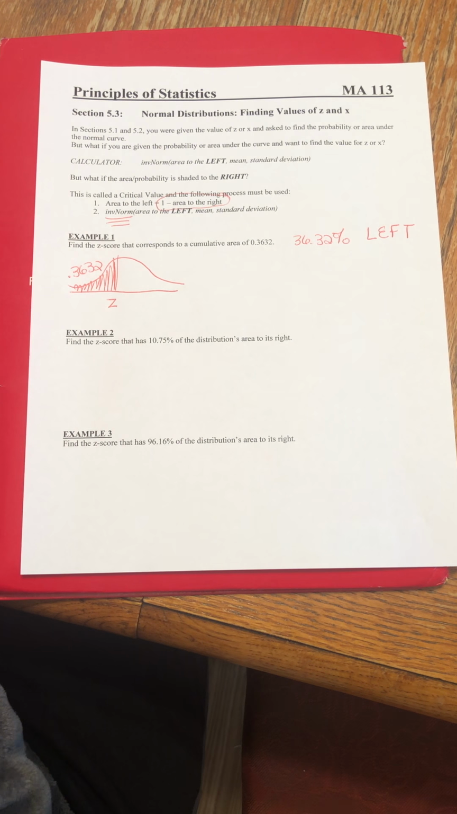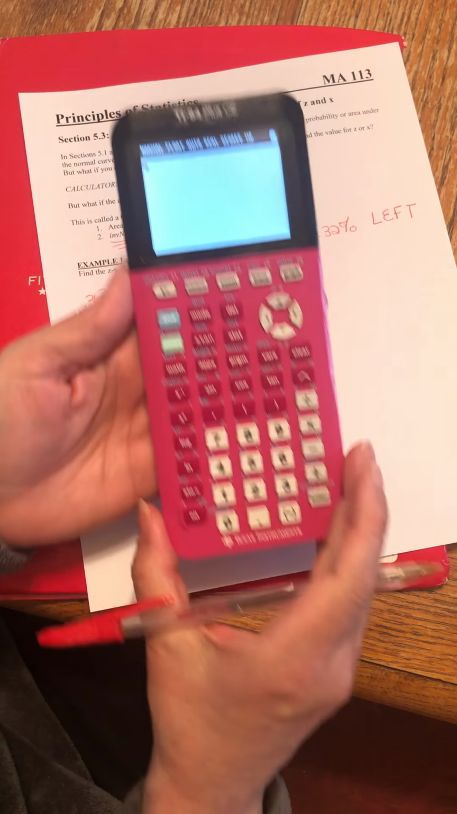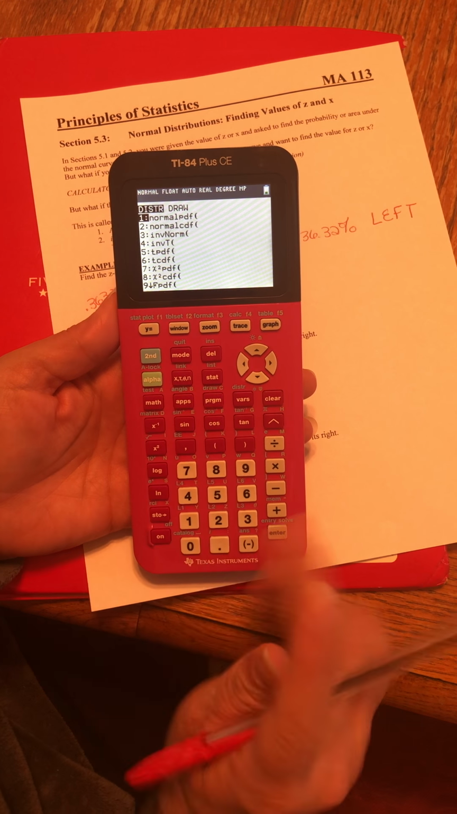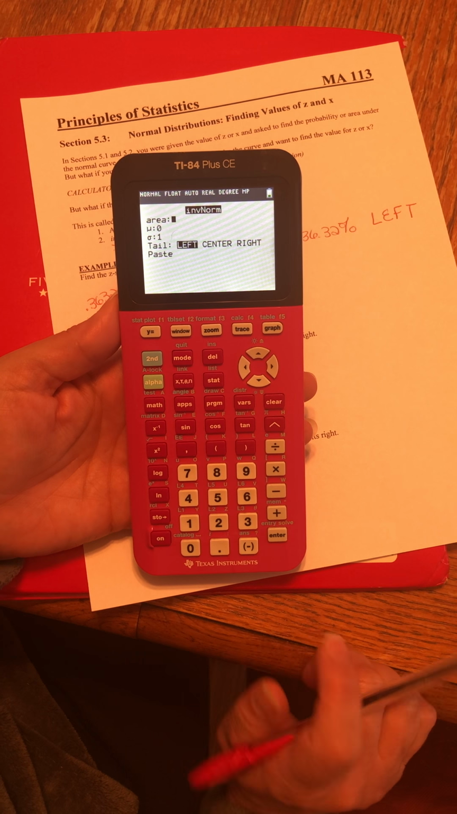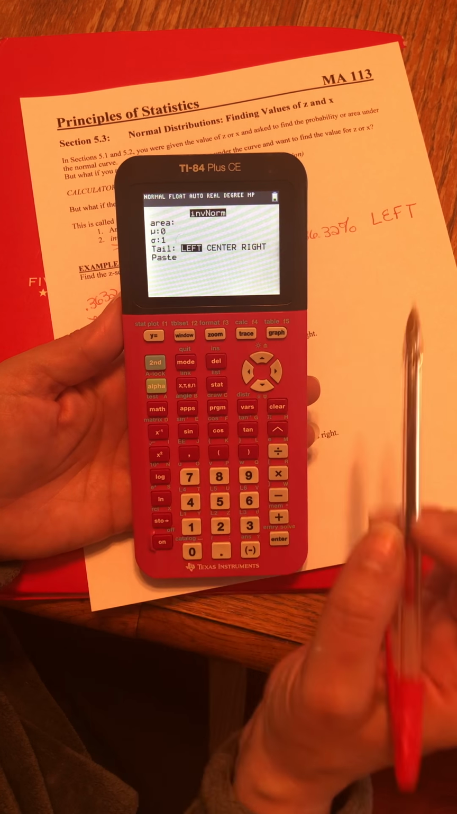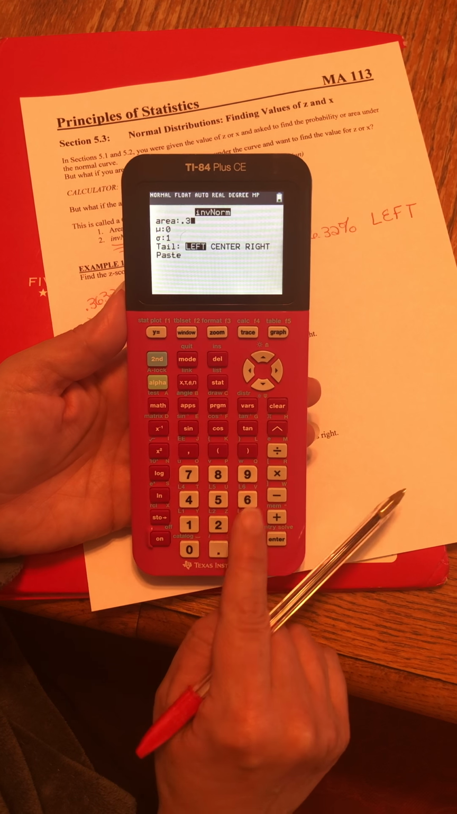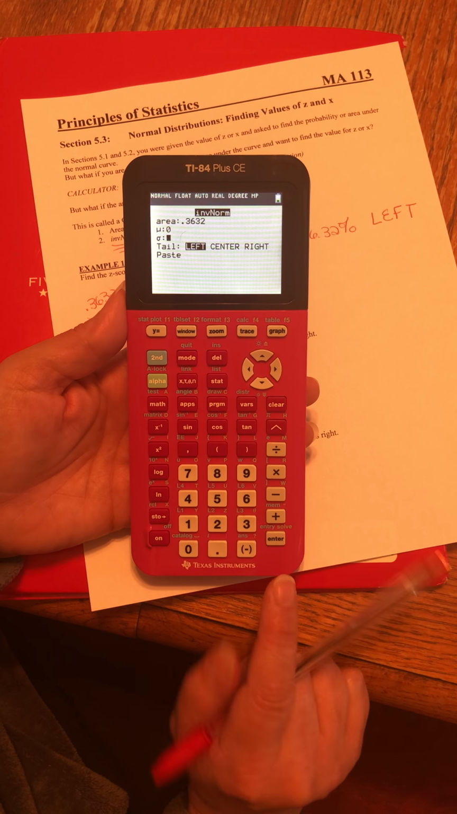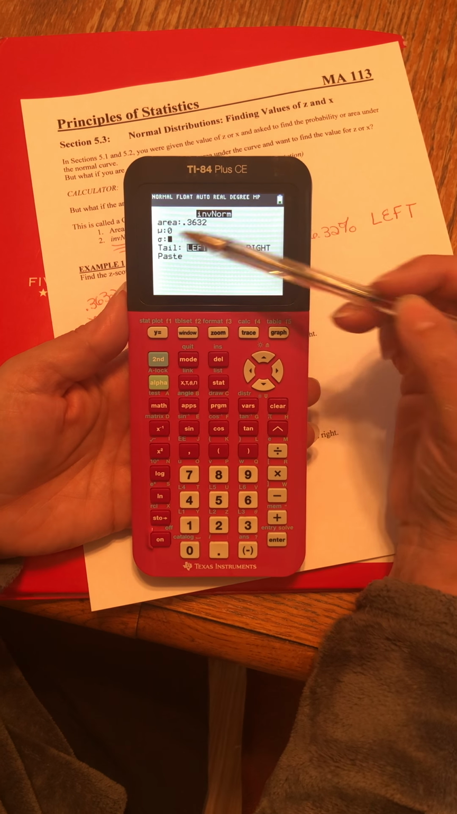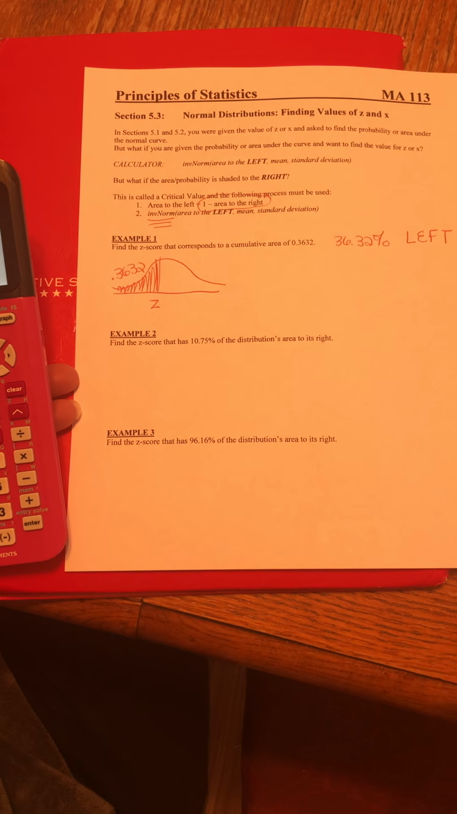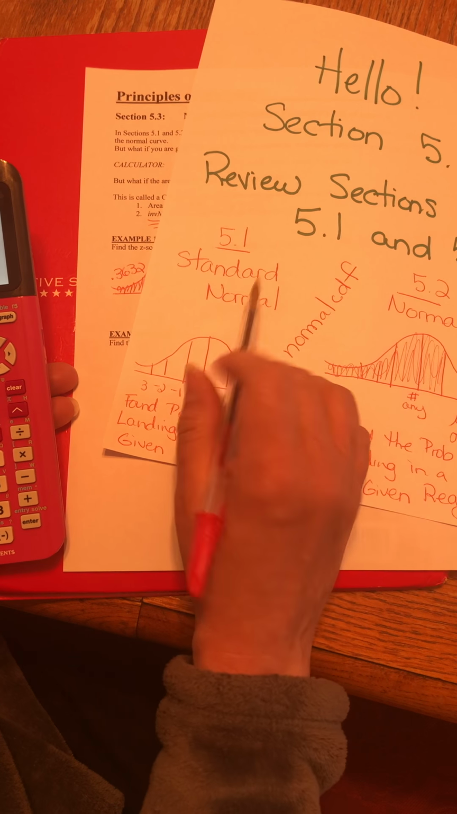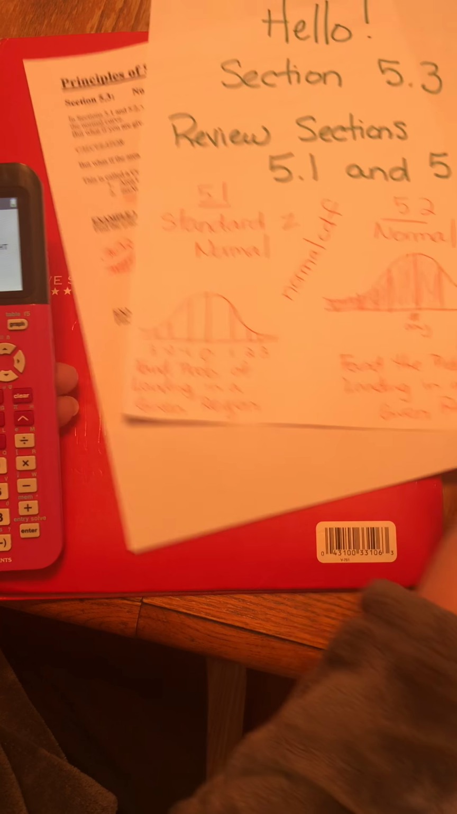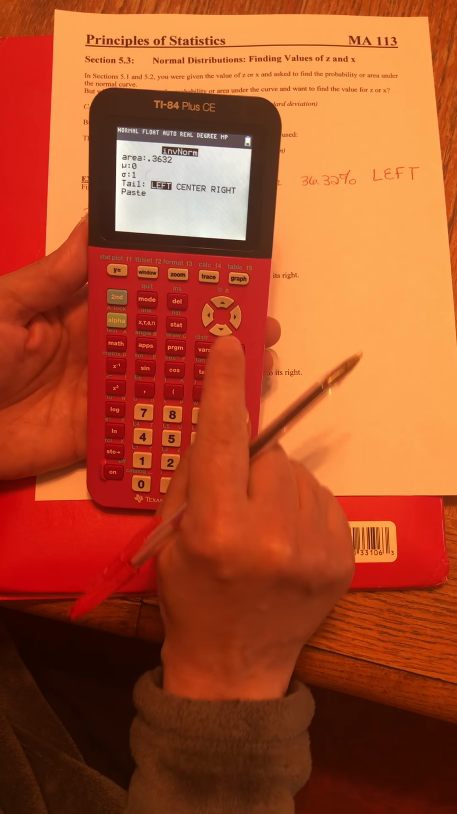So here we go. Step 1, turn on your calculator. All right, go to 2nd DISTR and look at number 3 where it says inverse norm. You ready? Area. The area that's being shaded is 0.3632. The mean is 0 and the standard deviation is 1. How do I know that the mean is 0 and the standard deviation is 1? Because it's asking me to find z. And remember, z is standard normal with a mean of 0 and a standard deviation of 1. And it's shaded to the left.